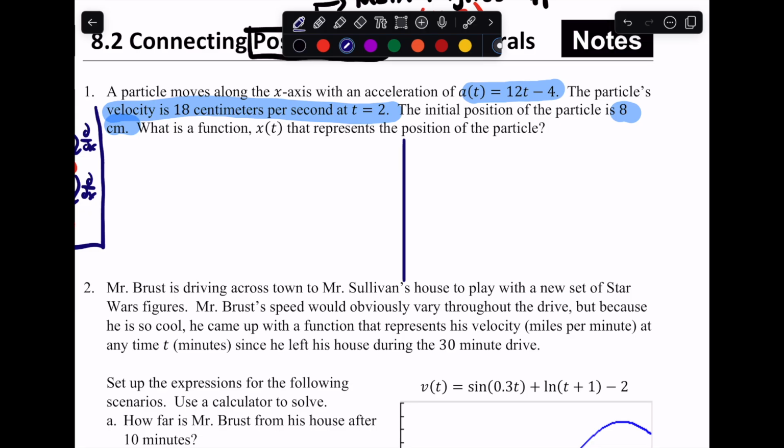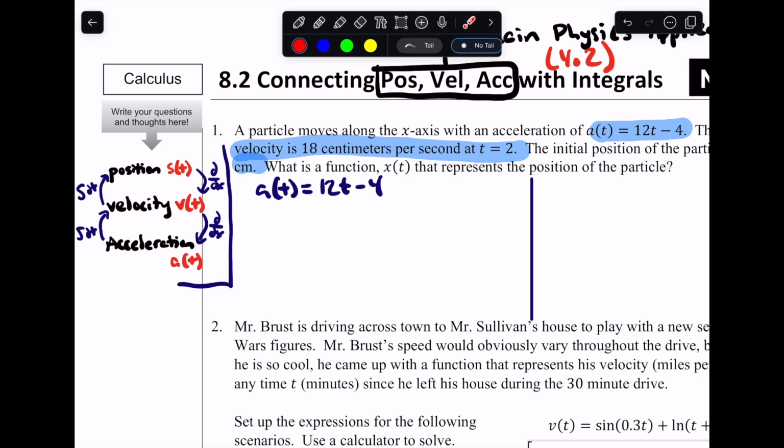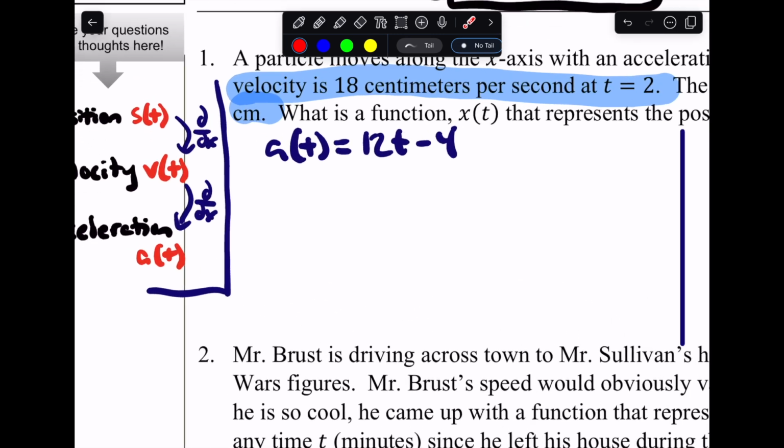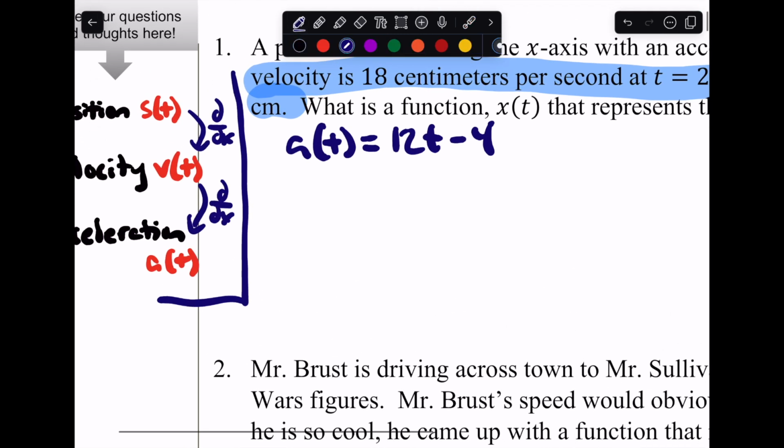We know that the acceleration a of t is equal to 12t minus 4, and in order to get the position, we need to go from the acceleration to the velocity first, and then from the velocity to the position afterwards. To get from acceleration to velocity, I'm going to take the antiderivative, or the integral. Specifically, the velocity is going to be equal to the integral of 12t minus 4 with respect to time, dt.